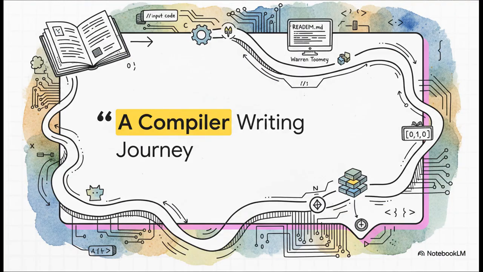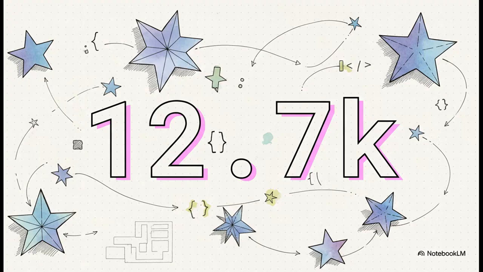And this is it. It's a GitHub repository called A Compiler Writing Journey by a developer named Warren Toomey. He documented his entire adventure of writing a compiler for a part of the C language. So it's not just code, it's a story, a tutorial. It's our map. And it's not just me. With over 12,000 stars on GitHub, it's pretty clear that this map has helped a lot of people find their way through the wilderness of compiler design.